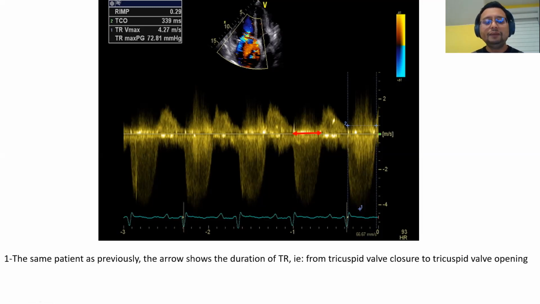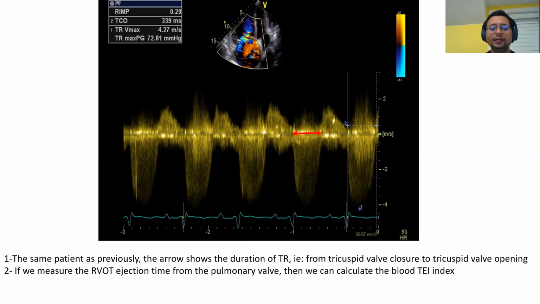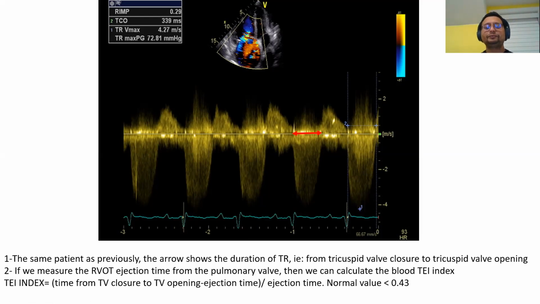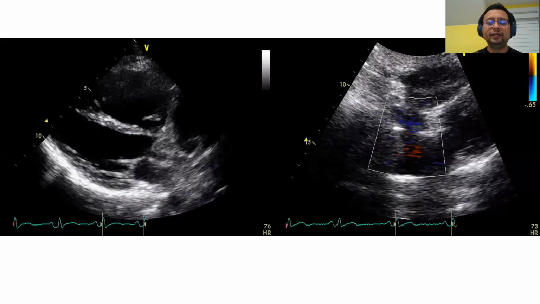Right, so in same patient as previously, the arrow shows the duration of TR, i.e. from tricuspid valve closure to tricuspid valve opening. If we measure RVOT ejection time from the pulmonary valve, then we can calculate the T index, right? Normal value is less than 0.43.